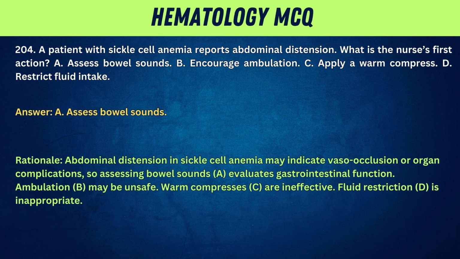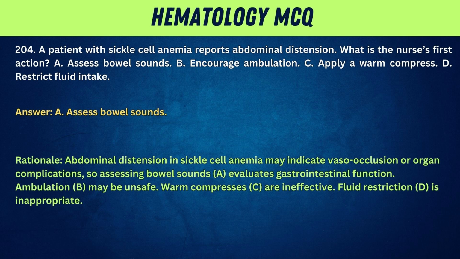204. A patient with sickle cell anemia reports abdominal distension. What is the nurse's first action? A. Assess bowel sounds. B. Encourage ambulation. C. Apply a warm compress. D. Restrict fluid intake.